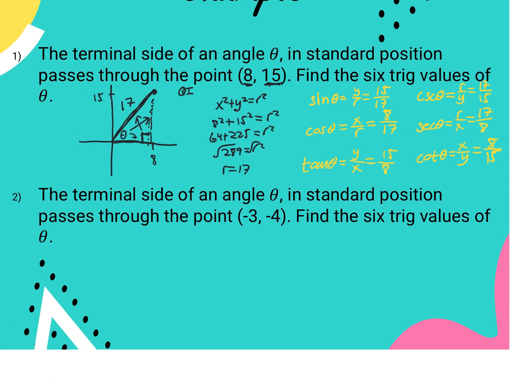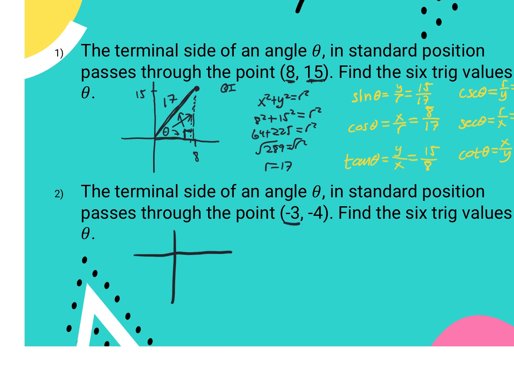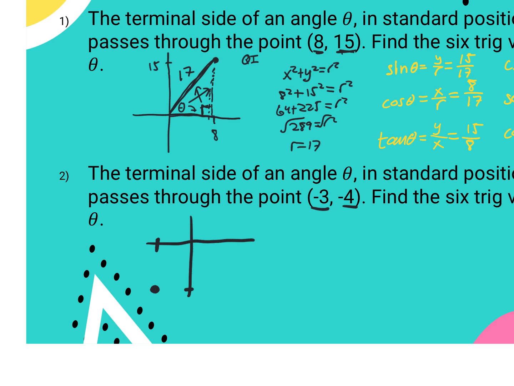All right, so we could try the same thing in the next problem, right? So draw a coordinate plane. We have a point (-3, -4). So -3 on the x and -4 on the y, that's going to be somewhere right here. All right, so we can go ahead and label this distance right here as -4 since that's our y. This horizontal distance is -3 since that's our x. And then this line right here, this terminal side, we can say that this is r.